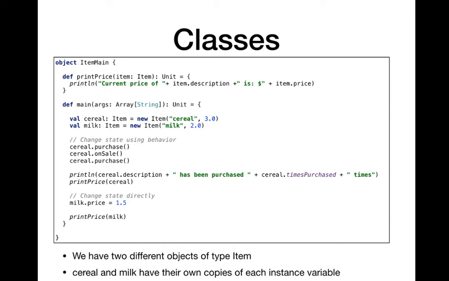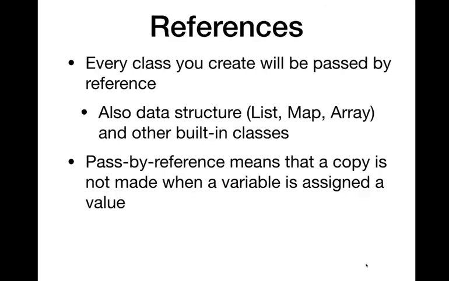So in this example, of course, milk and cereal have different descriptions and different prices, and that's a key point with objects. When we create objects through a class, they behave similarly, they have the same variables, but the values in those variables vary independently of each other. They're different copies of each variable, instance variable, state variable, member variable, field, whatever you want to call them. They have their own copies of each one of those variables.